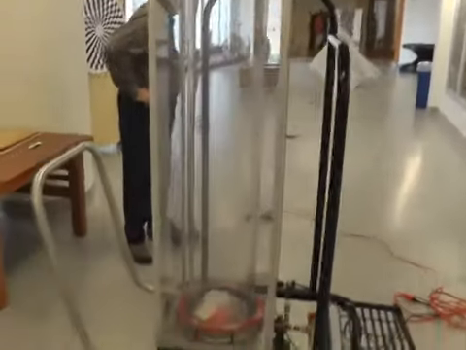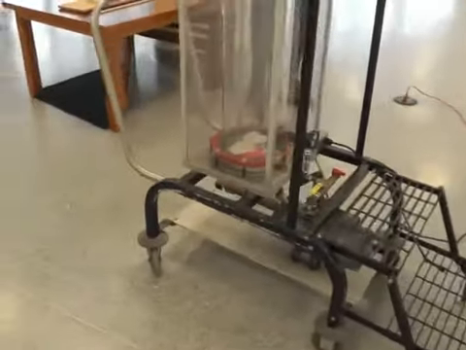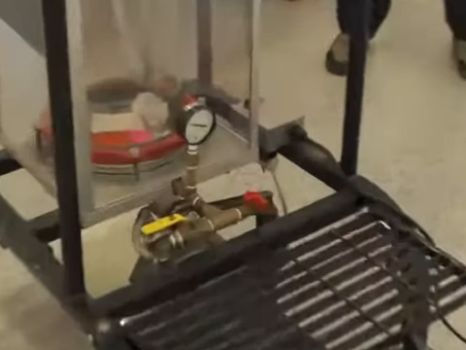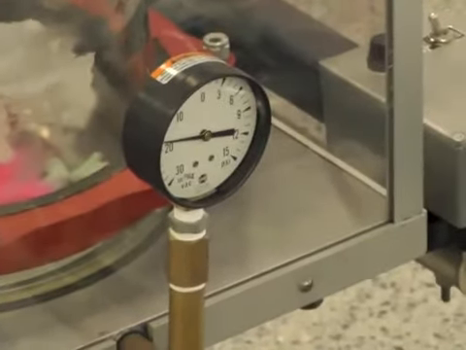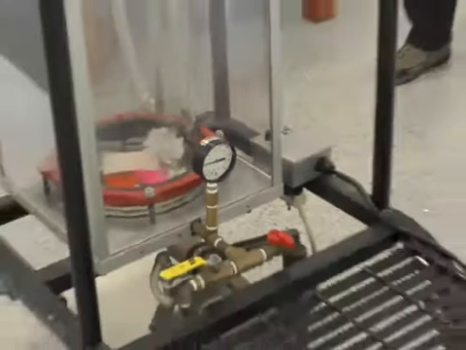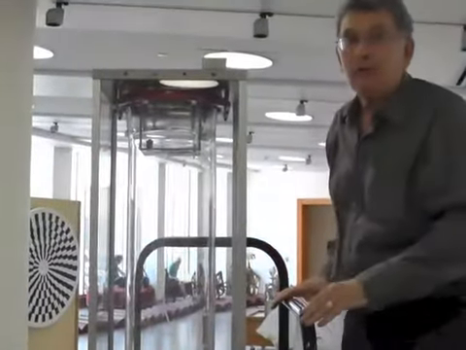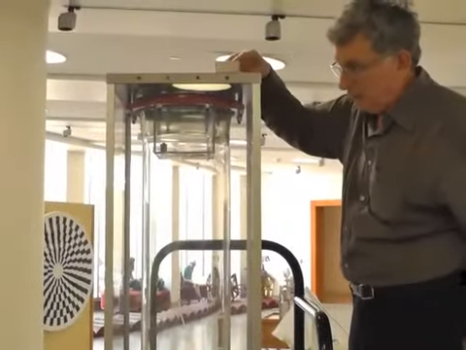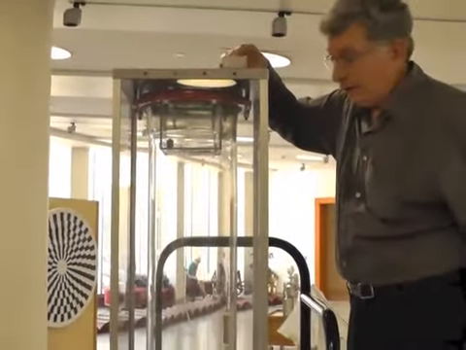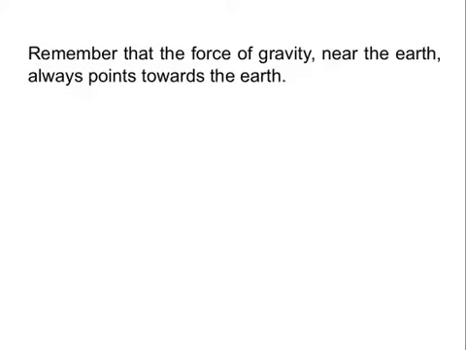Now we're going to repeat the experiment, but in a chamber where we removed most of the air. So the air resistance should be much smaller. So now we have a pretty good vacuum. So the only force that should be exerted on these two objects is the force of gravity. They should fall at the same rate. Remember that the force of gravity near the Earth always points towards the Earth.